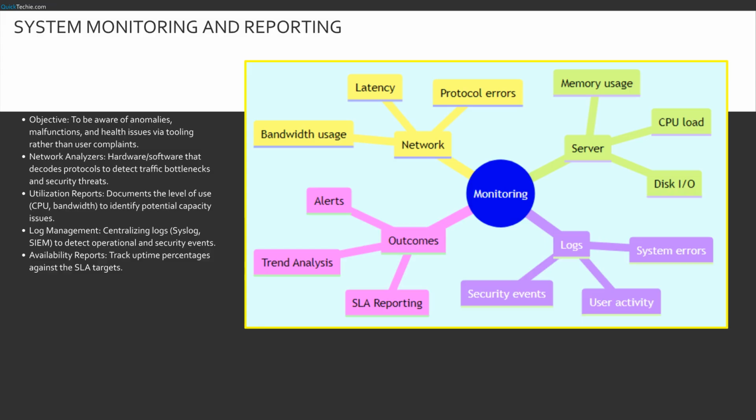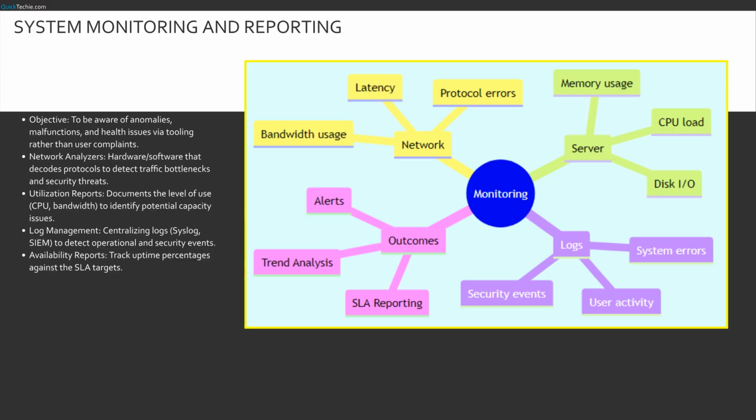We use network analyzers to peer into traffic and find bottlenecks. We generate utilization reports to see if our CPU is redlining. We also rely heavily on log management. In large environments, human review is impossible, so we use SIEM, Security Information and Event Management systems, to correlate events.